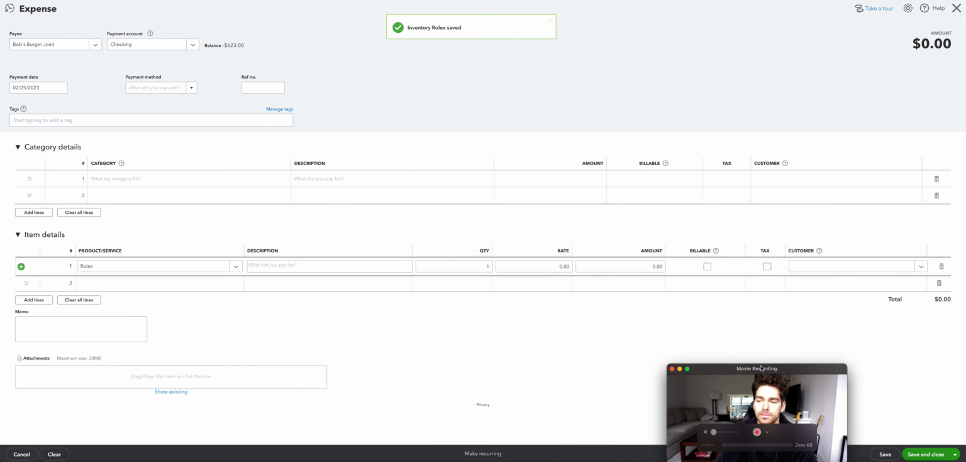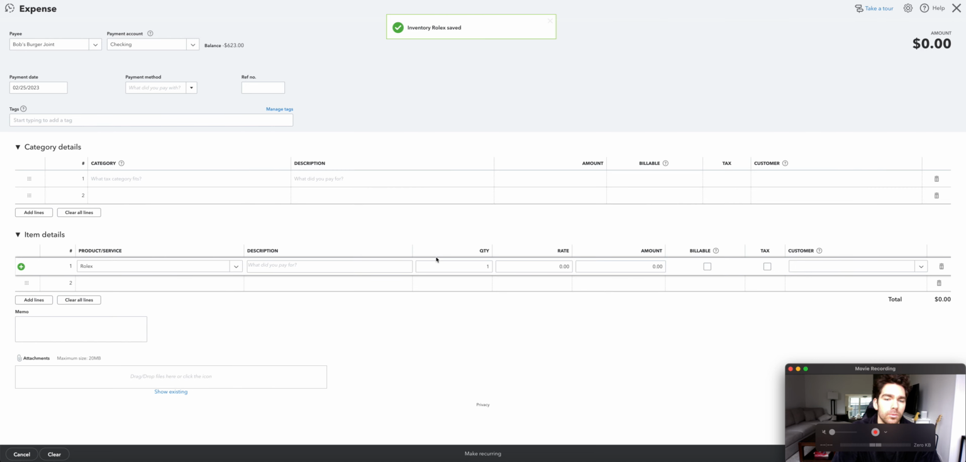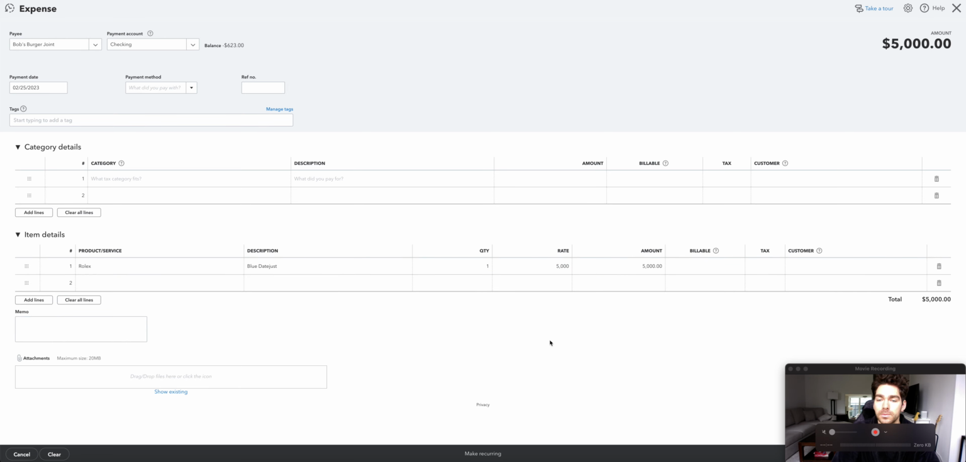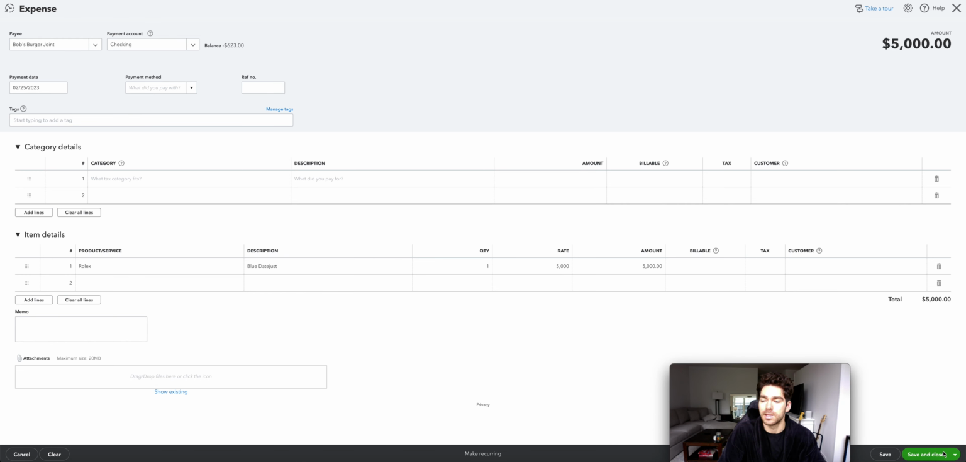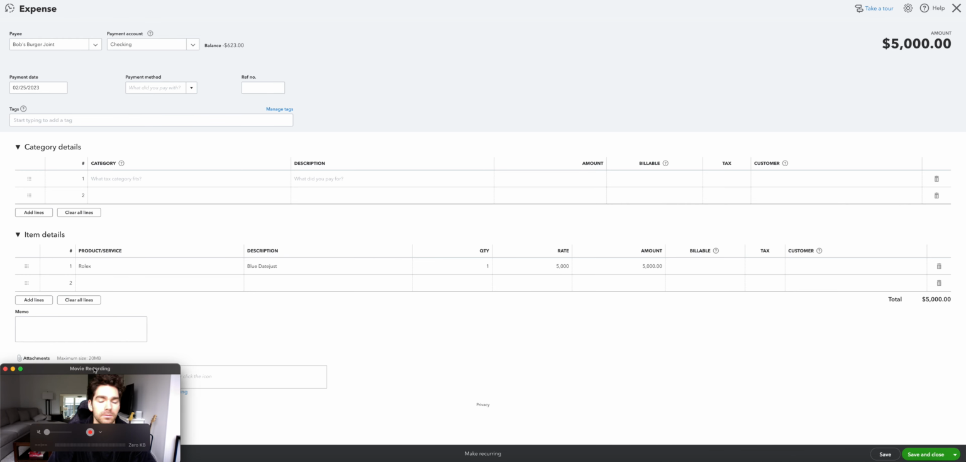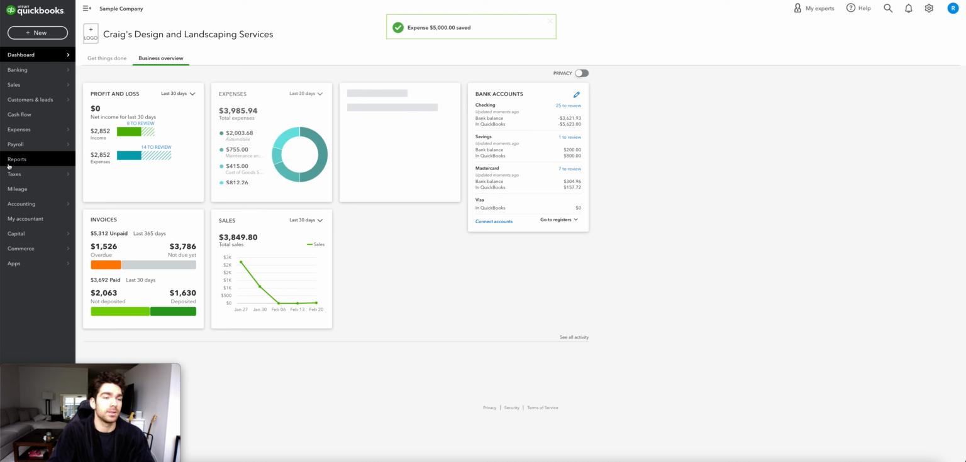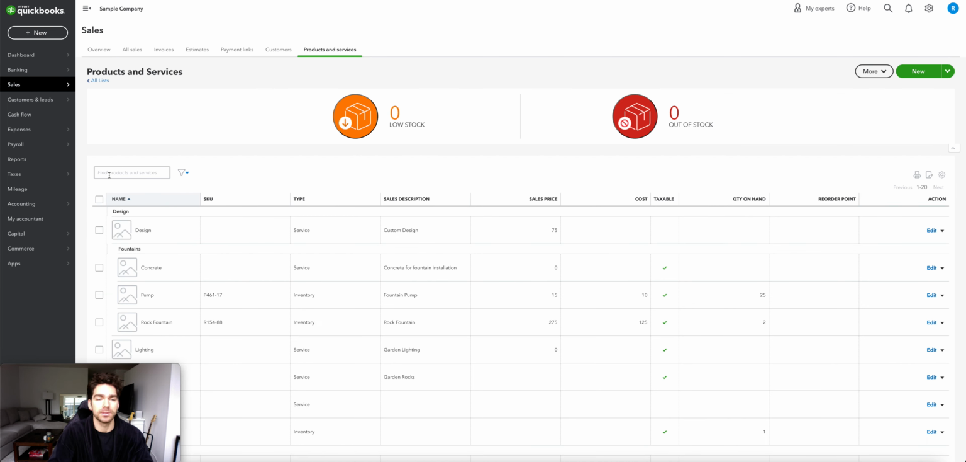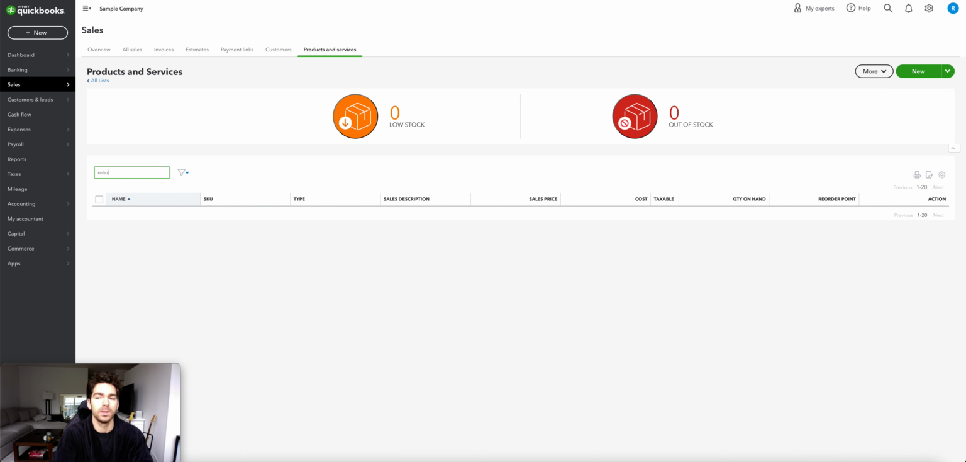Save and close. So we bought this Rolex. It's a blue Datejust for $5,000. So this is the first transaction that we're booking today, this $5,000 transaction. Okay. So we bought this Rolex, and that's our category. So we're going at Rolex. So let's go to sales, products, and services, and this will show us what we're listing. So if we go here, Rolex, we have 1 in stock.